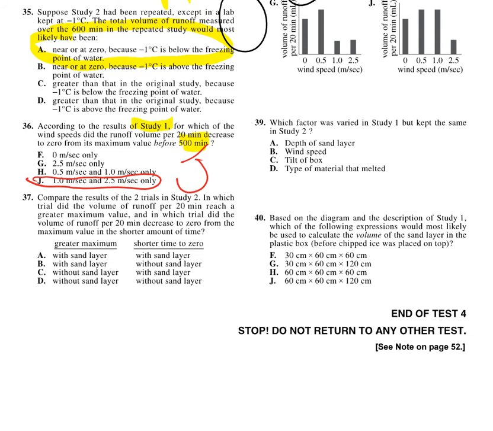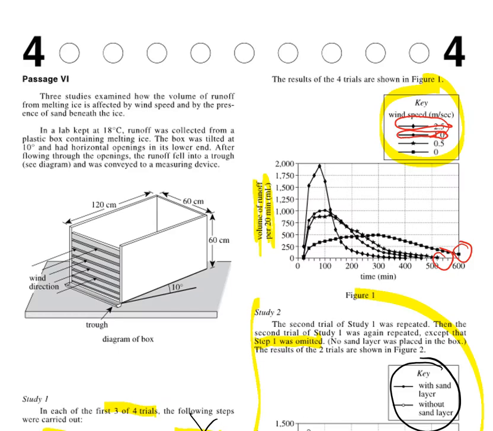Compare the results of the 2 trials in study 2. So we're looking at study 2. This is the one with sand and without sand. In which trial did the volume of runoff per 20 minutes reach a greater maximum value? So when did it have a greater volume of runoff? And in which trial did the volume of runoff per 20 minutes decrease to 0 from maximum in the shortest amount of time? So we're looking at the fastest runoff in the shortest amount of time.